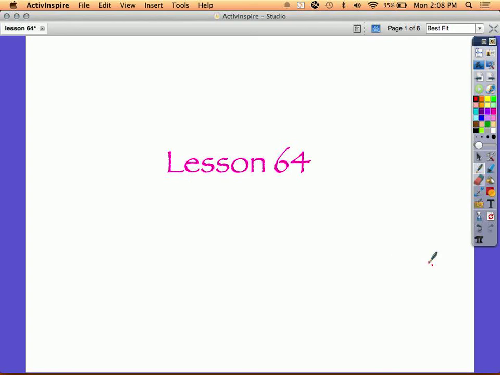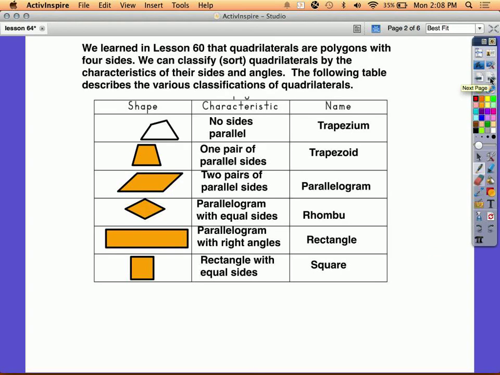For lesson 64, we're going to talk about classifying quadrilaterals. Remember that quadrilaterals have four sides, so they're polygons with four sides. And we can classify or sort quadrilaterals by the characteristics of their sides and angles. So if we look at the following table, it describes the various classifications of quadrilaterals.